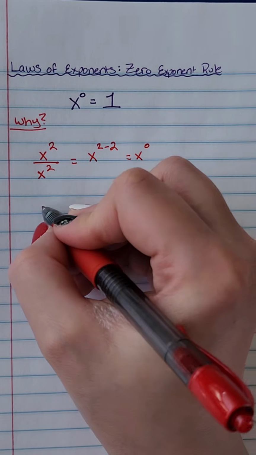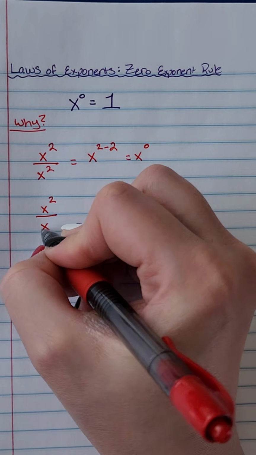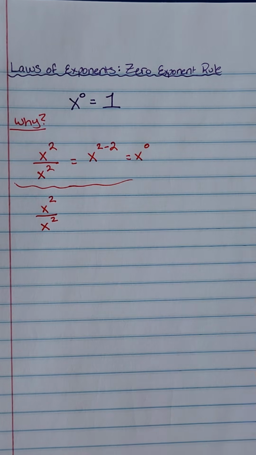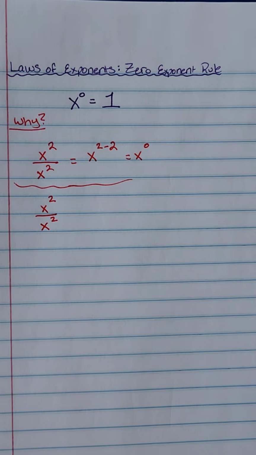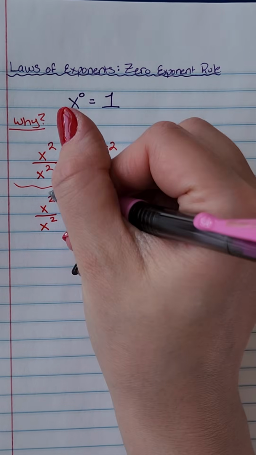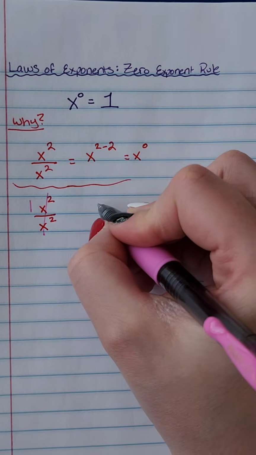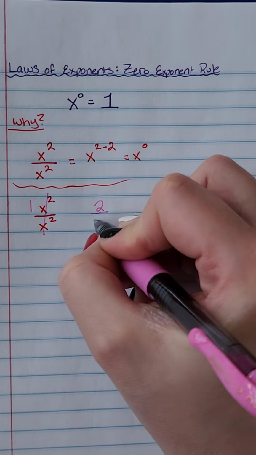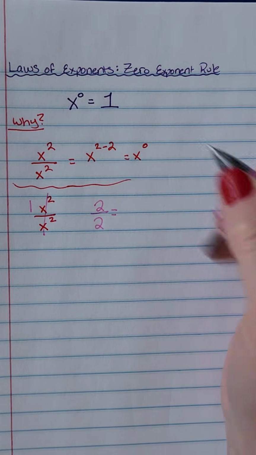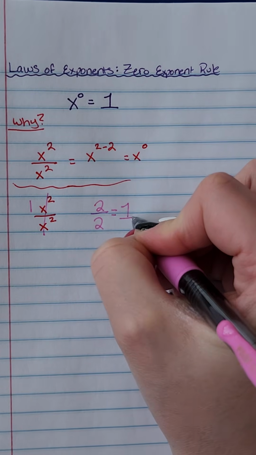But we also know, if I had, say, x squared over x squared, doing this just a little bit separately, anything divided by itself is going to be a 1. Just like if I had, say, 2 divided by 2, that fraction simplified is a 1.